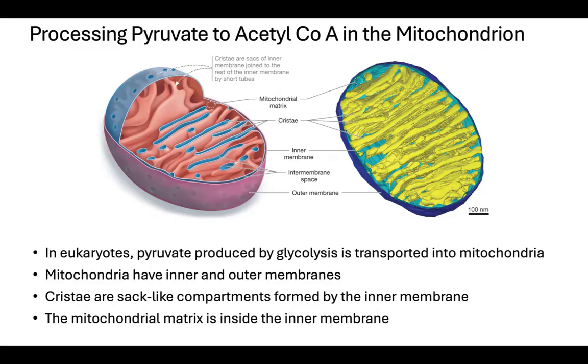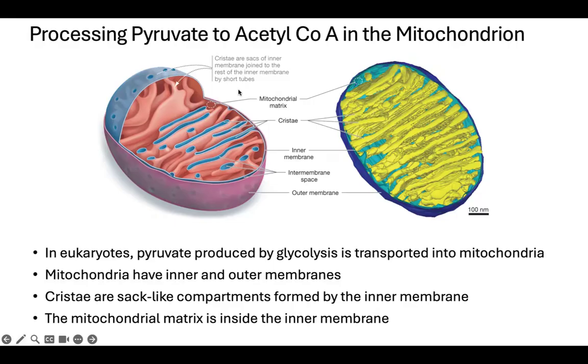And when it takes it up, it's going to process it using more enzymes, right? So now we have 2 pyruvates. We put in 1 glucose, we got 2 pyruvates out. Okay, so then what's going to happen inside the mitochondria?